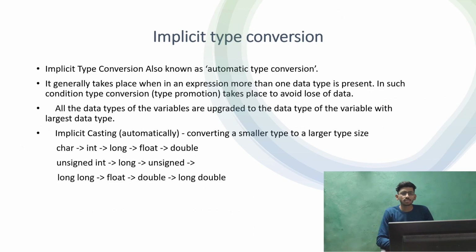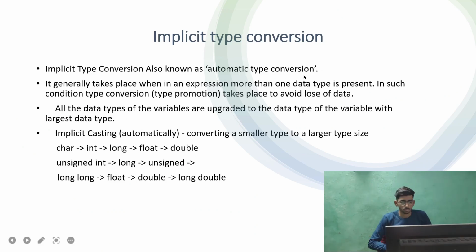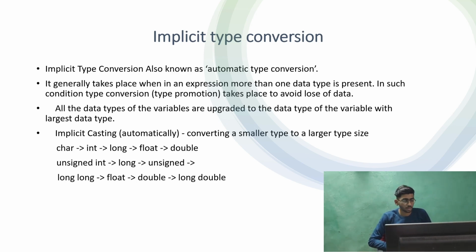This conversion is also known as automatic type conversion, done by the compiler on its own without an external trigger from the user. Generally, it takes place when more than one data type is present in an expression. In such a condition, type conversion takes place to avoid loss of data. All the data types of variables are upgraded to the data type of the variable with the largest data type.